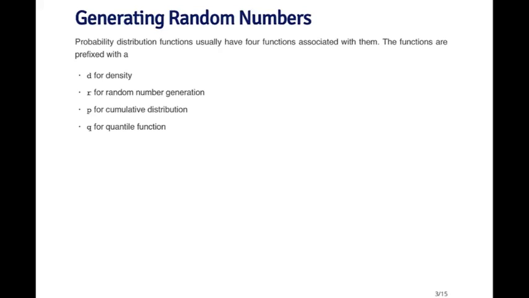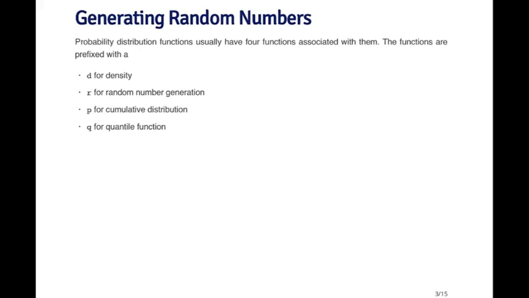I've already mentioned the rnorm function. The rnorm function is for random number generation. There's a dnorm function which evaluates the density of the probability distribution for a given mean and standard deviation. There's the pnorm function which evaluates the cumulative distribution, and there's the qnorm function which evaluates the quantile function.